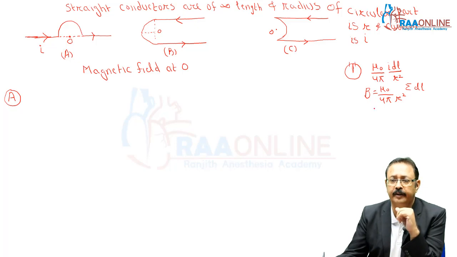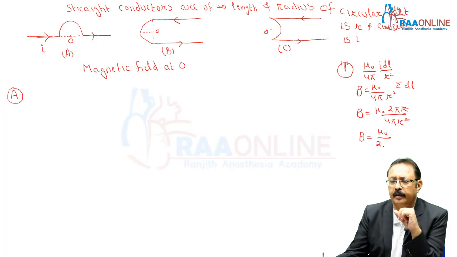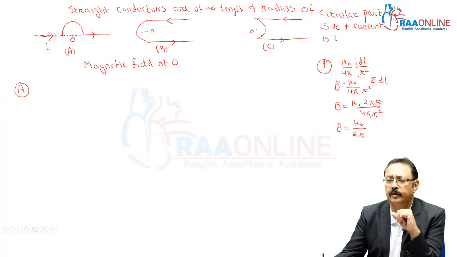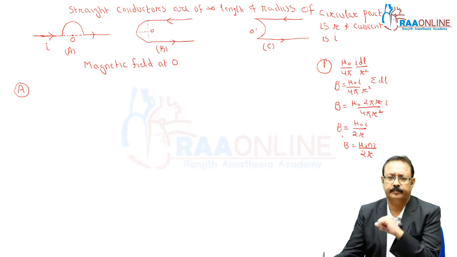We are calculating for one turn. So what do we get there? We get mu naught, the summation of all lengths which means 2 pi r, by 4 pi r square. Cancelling r with r, 2 pi with 2 pi, we got mu naught upon 2r into I. For n turns, it should be mu naught n I by 2r. This was the way we calculated in 12th class.